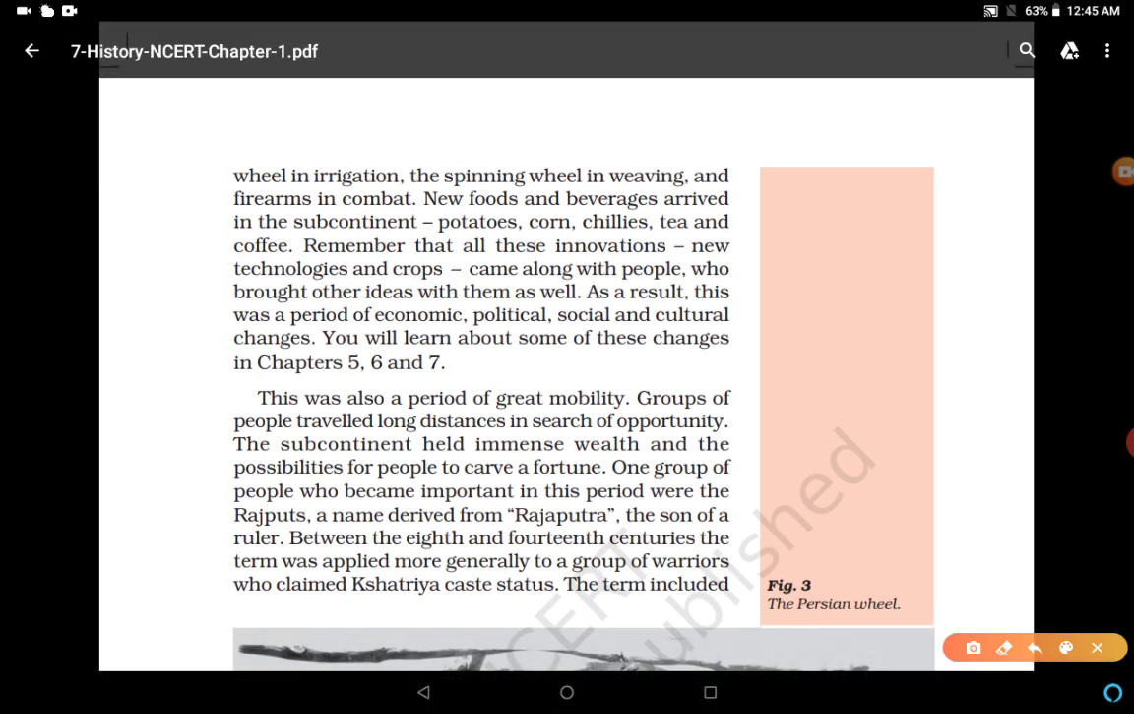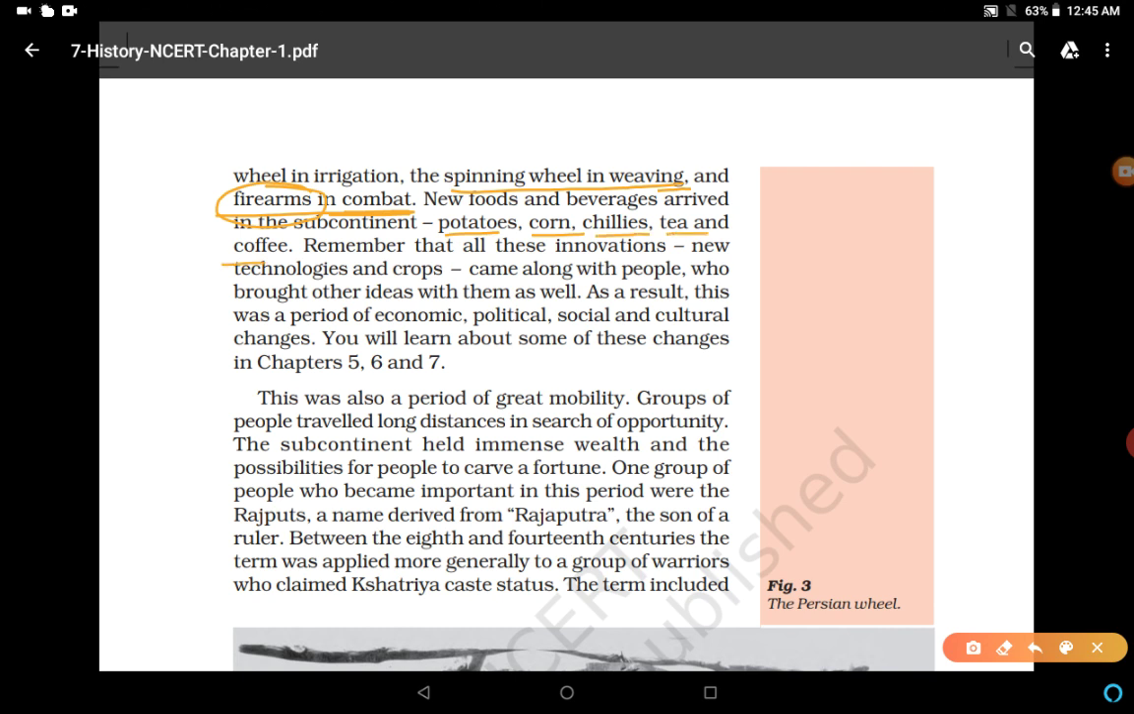As I told you, the spinning wheel was used for weaving and it was connected with many spindles. One wheel was connected with many spindles, and at one time many threads could be prepared. And firearms were used in combat, in the wars. New foods and beverages arrived in the subcontinent, like potato, corn, chilies, tea, coffee.